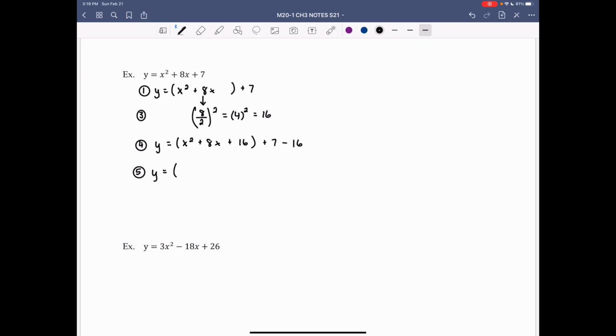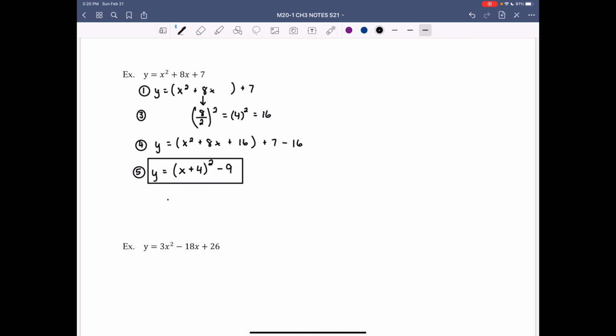We take the square root of the first term, x squared, which is x. We take the square root of the last term, 16, which is 4. That binomial is squared. We take the sign from the middle term, which is positive 8x, so it becomes x plus 4 squared. And then we calculate the constant on the outside. 7 minus 16 is minus 9. There's our quadratic in vertex form.